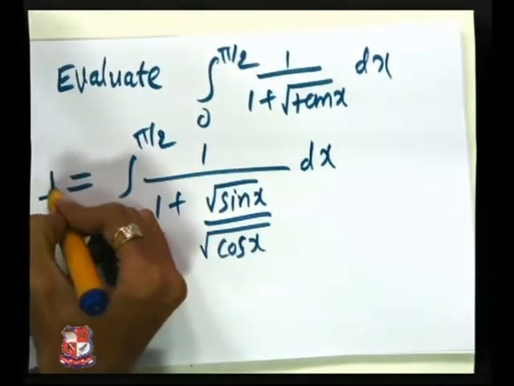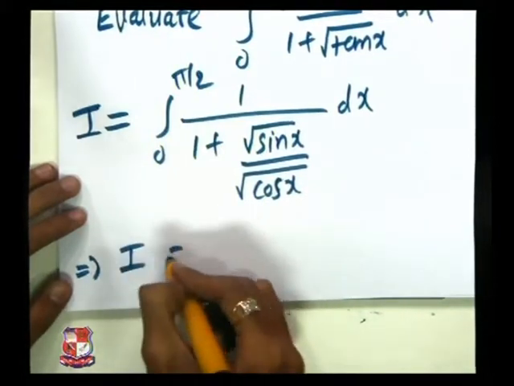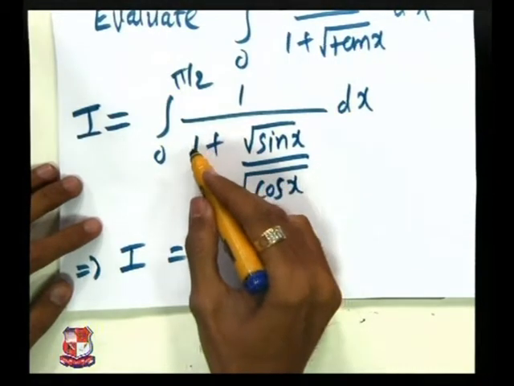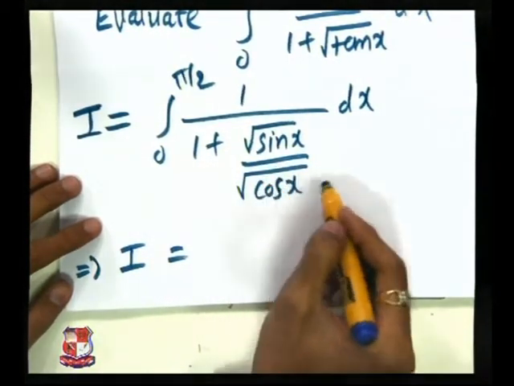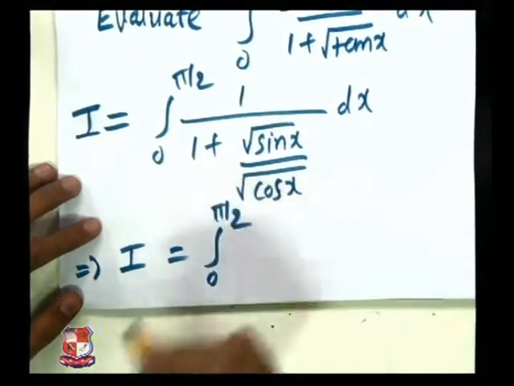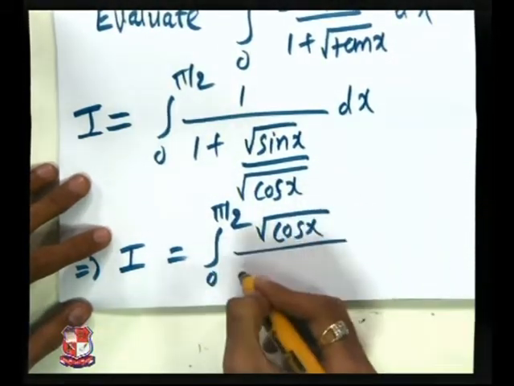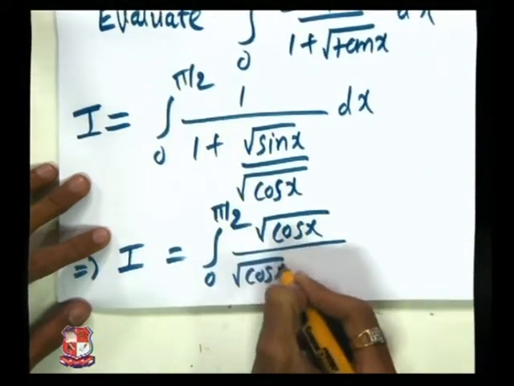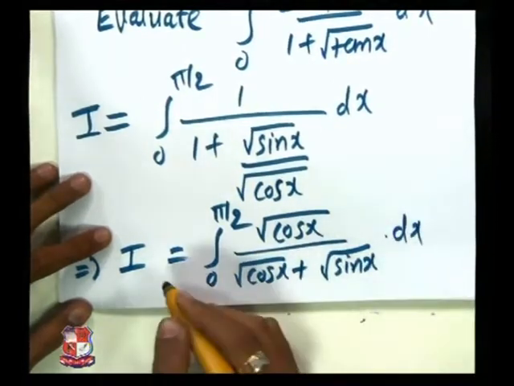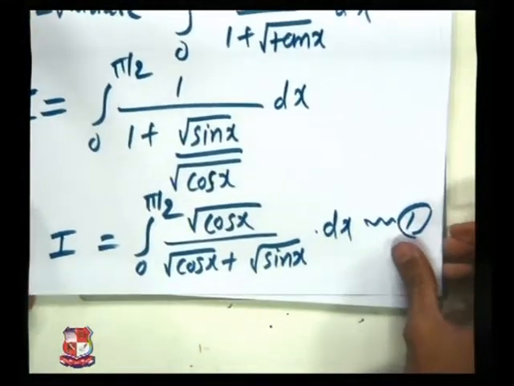Say this integral as I. Okay, so I is equal to, if I take LCM root cos x, then I will get here root cos x plus root sin x, and this cos x comes here, so this one is equal to integration 0 to pi by 2 of root cos x upon root cos x plus root sin x into dx. This is the value of I. Say this is equation number 1.